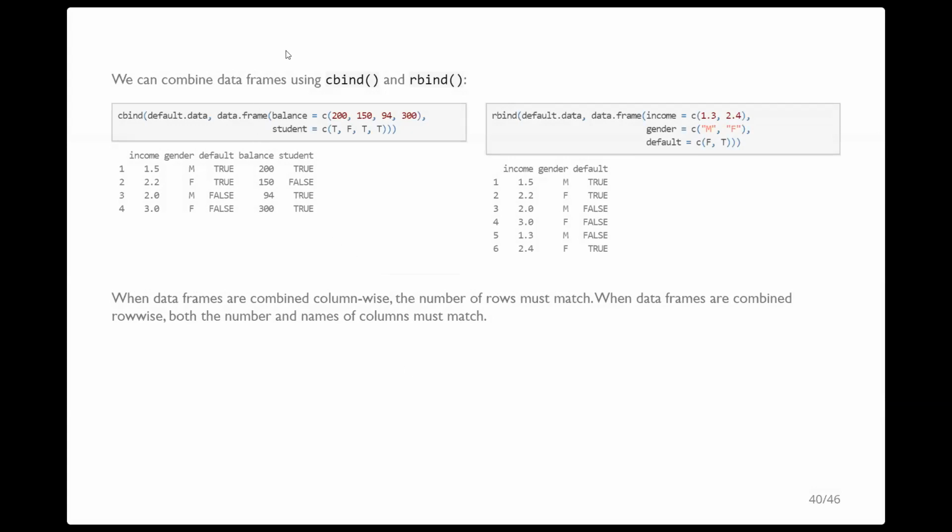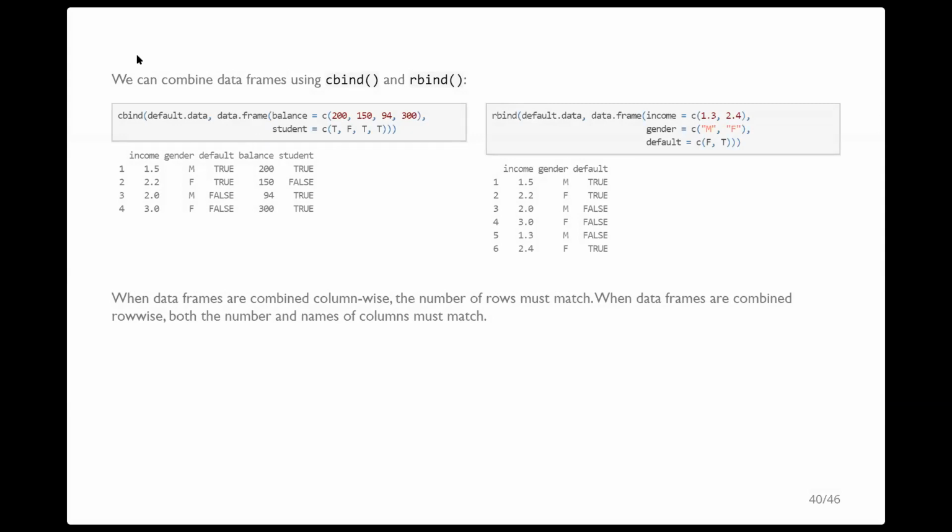We can also combine several data frames using column binding or row binding as we do with matrices. Column binding allows us to add more measurements or variables to describe our data, while row binding allows us to add more observations into our data sets.